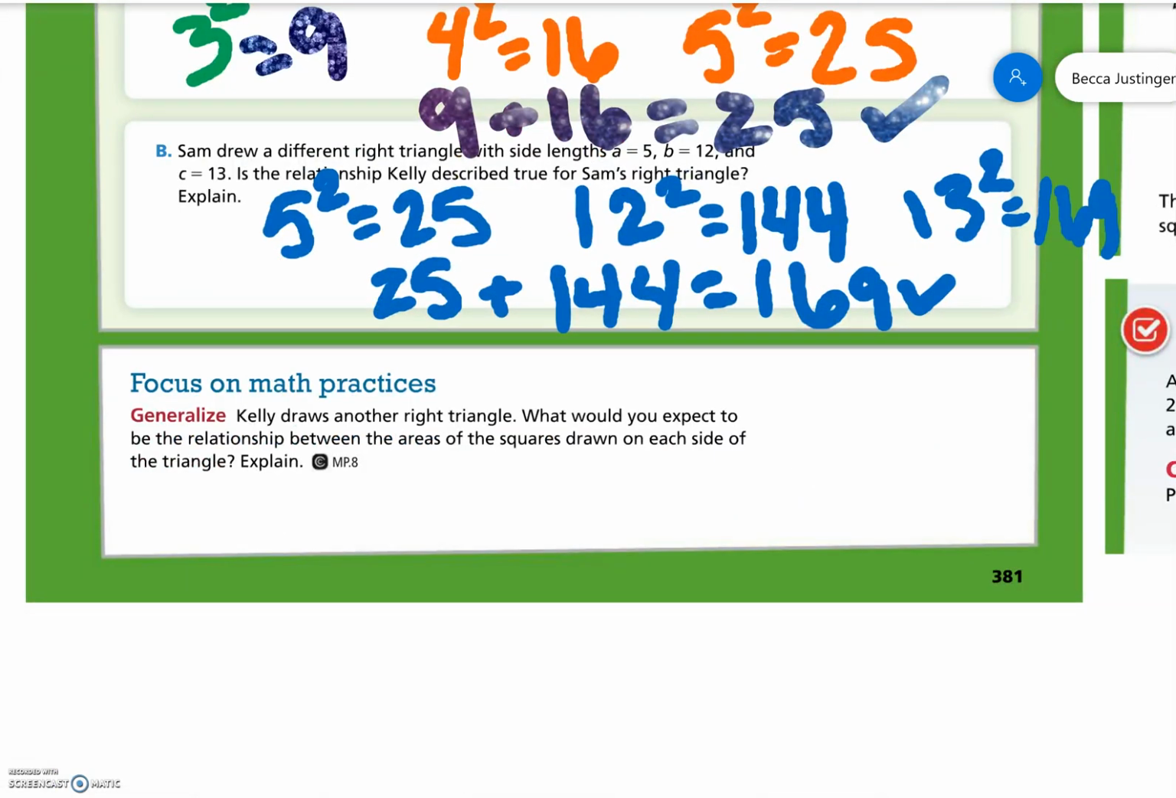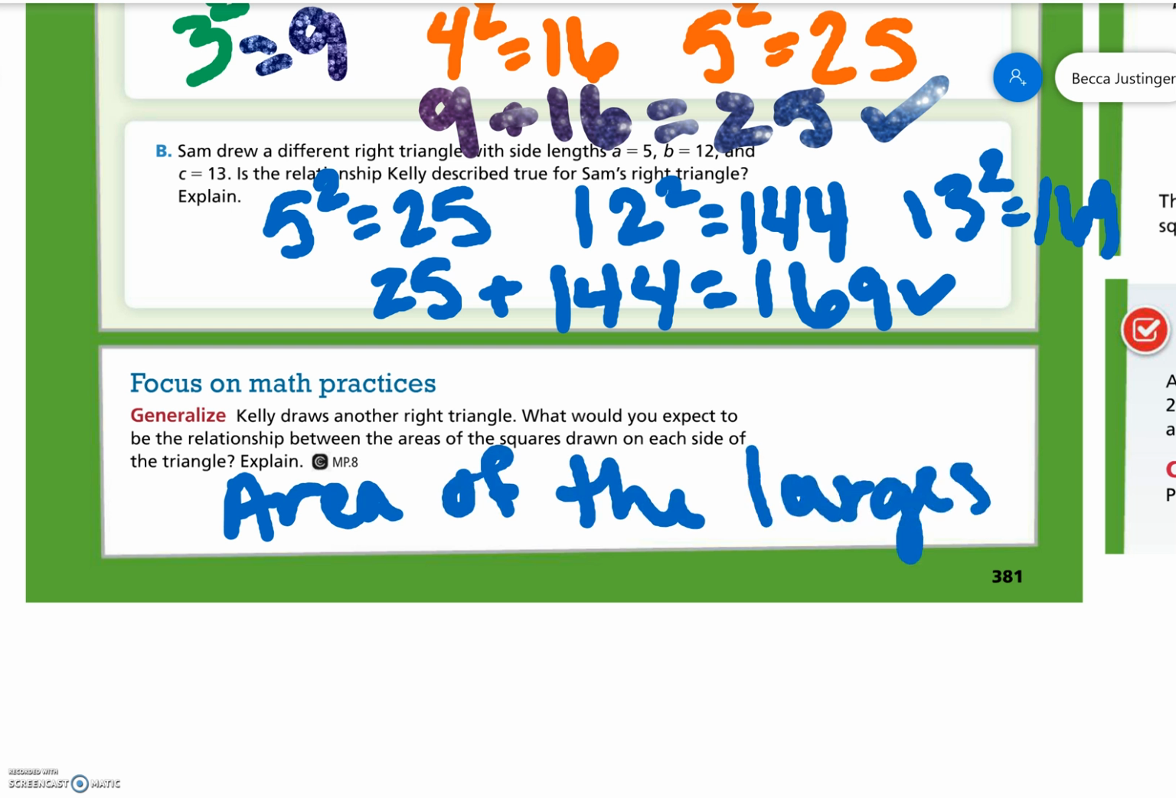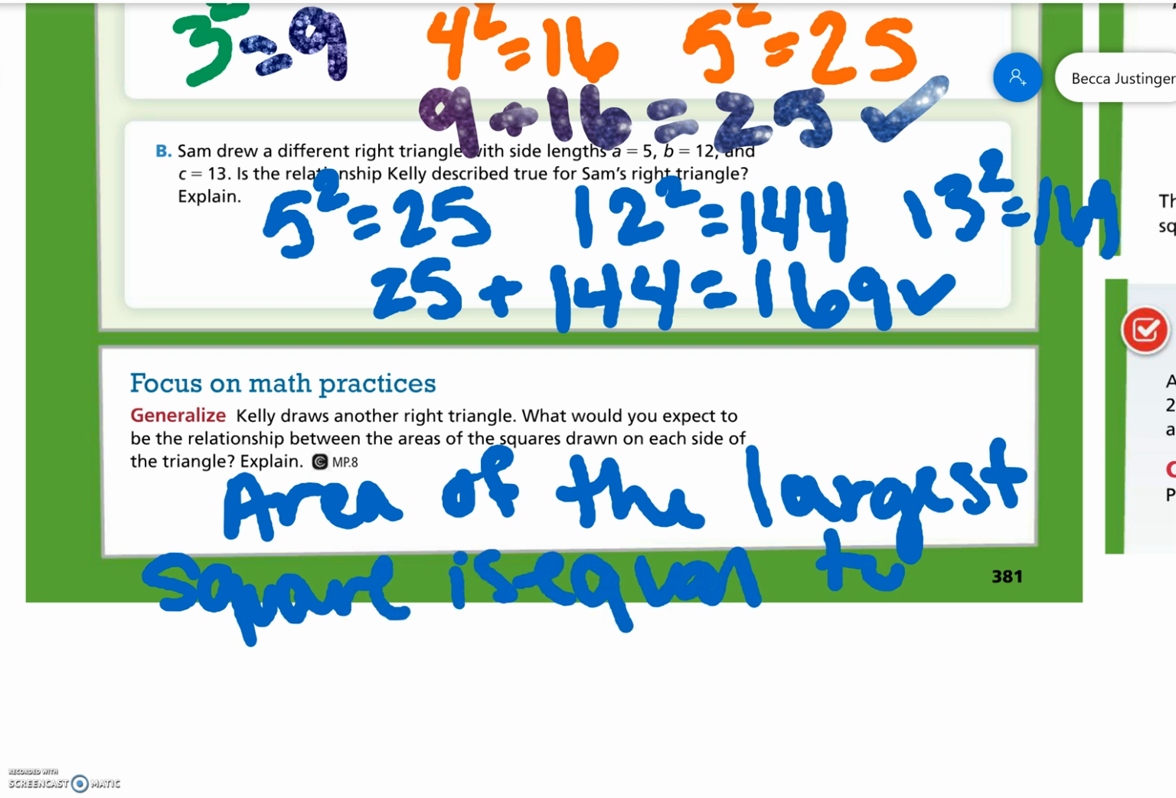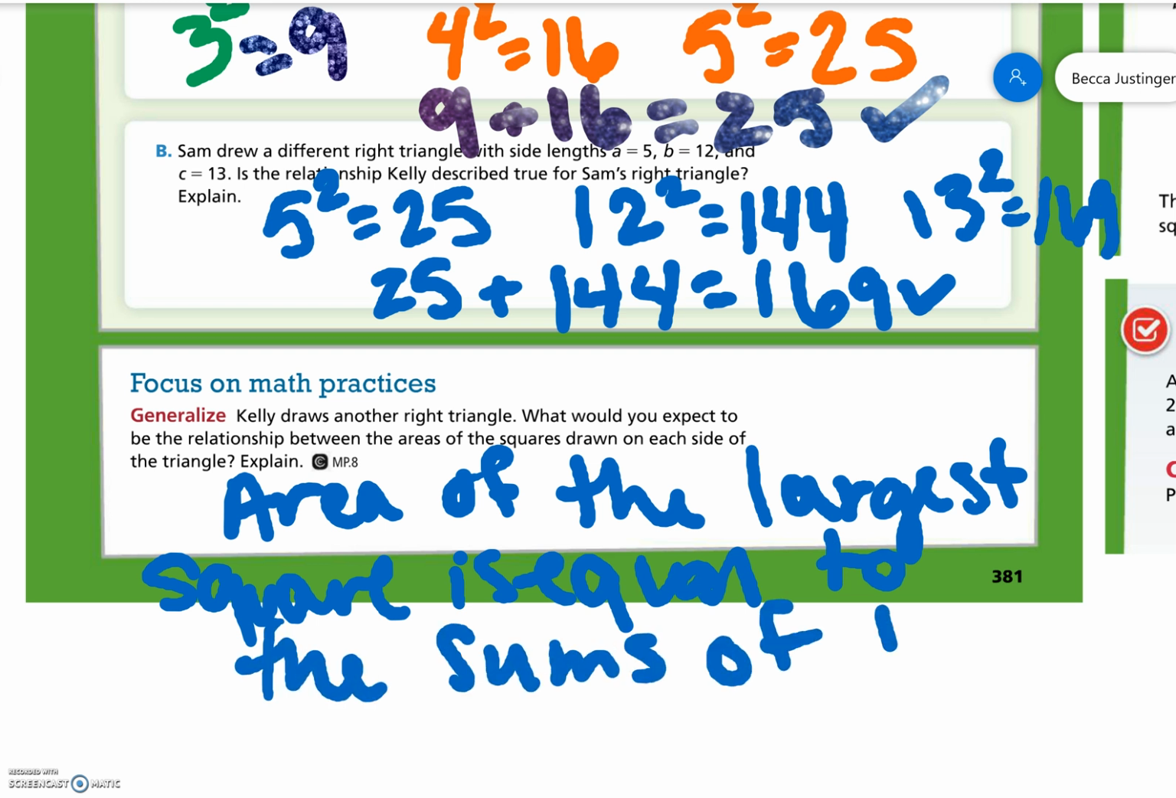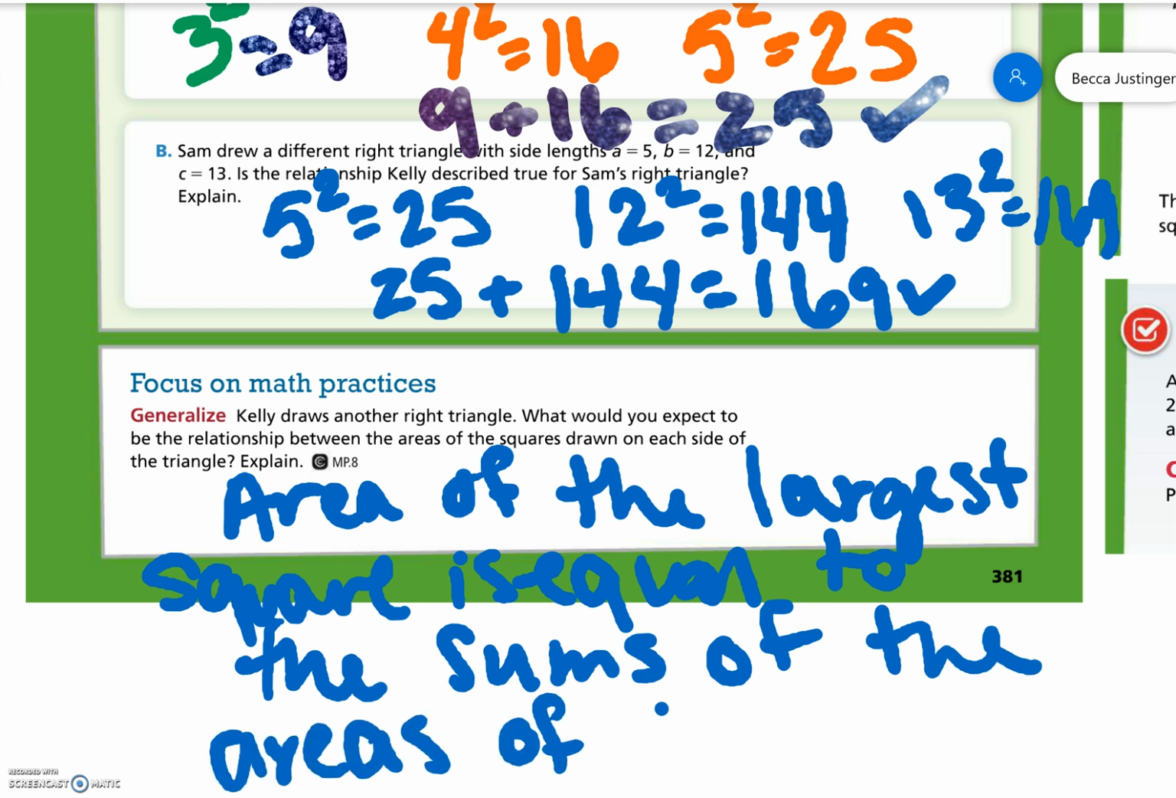Kelly draws another right triangle. What would you expect to be the relationship between the areas of the squares drawn on each side of the triangle? I would say the area of the largest square is equal to the sum of the areas of the smaller squares.